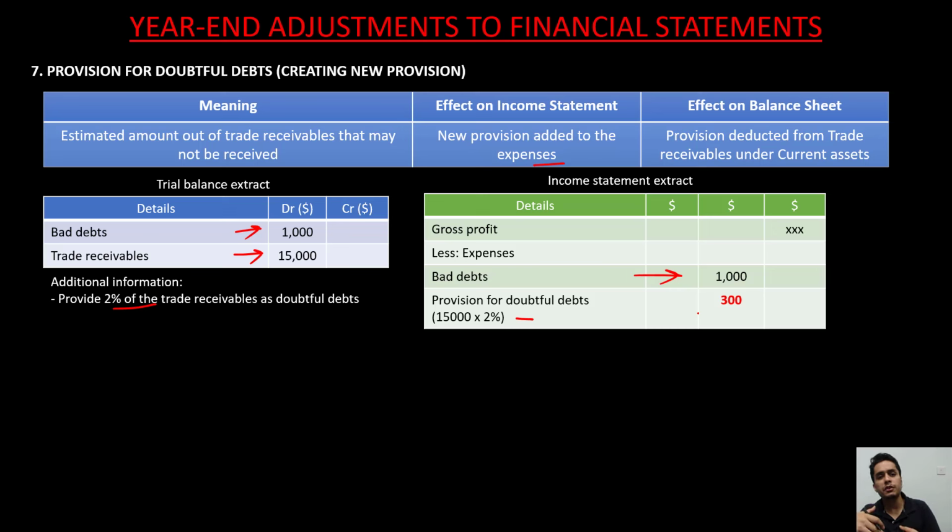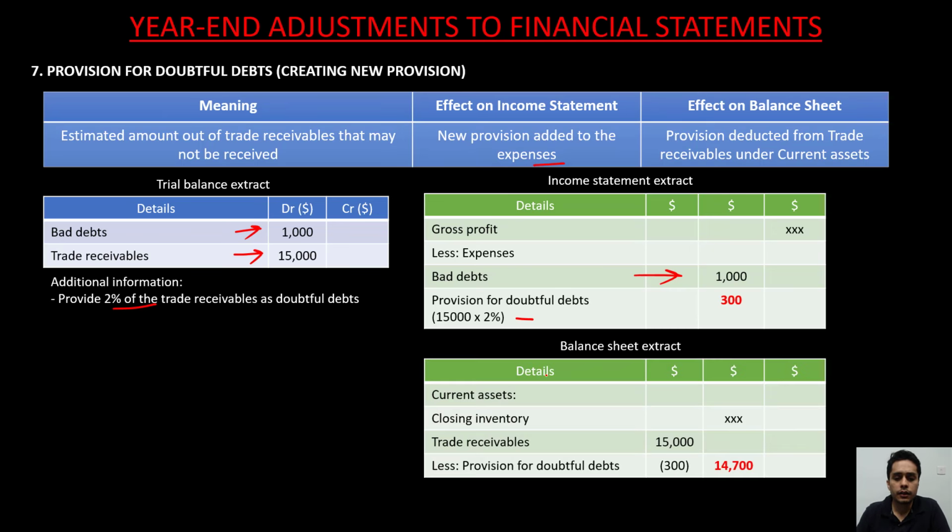What is the difference between bad debts and doubtful debts? Bad debts is a confirmed amount that you will not be receiving anymore. Provision for doubtful debts, or doubtful debts, is an estimated amount that we may lose. We may not even lose. Next year, we might actually not lose this amount, and the customer may pay us.